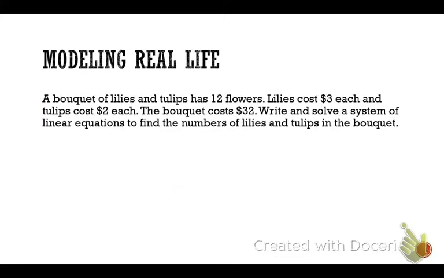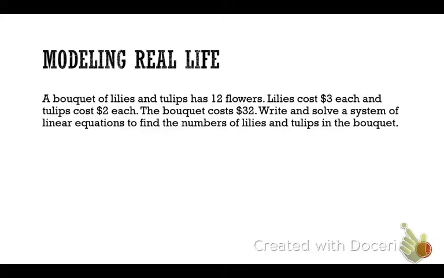Now we've got a modeling real life question. The one on your quiz is very similar to this. It says a bouquet of lilies and tulips has 12 flowers. Lilies cost $3 each and tulips cost $2 each. The whole bouquet costs $32. Give me a system to find how many lilies and tulips are in the bouquet. I just want to give you a minute and see if anybody can start to come up with it before I tell you. I will give you a hint that this is similar to the turkey burger example from your notes. Let's see who can come up with the two equations.